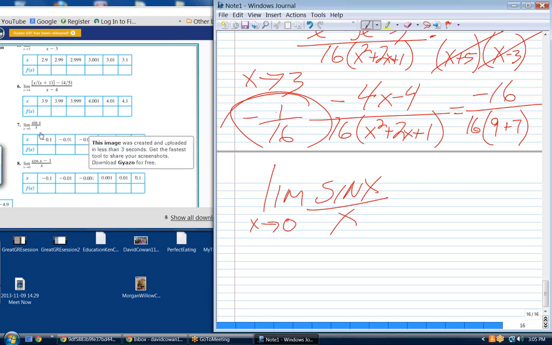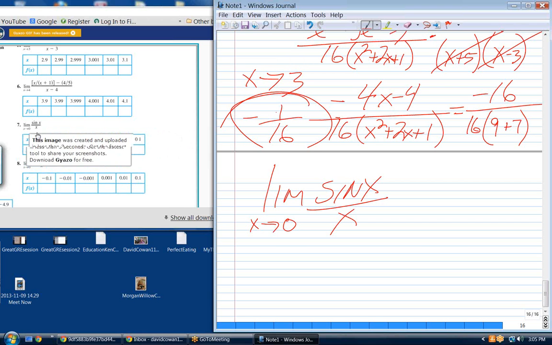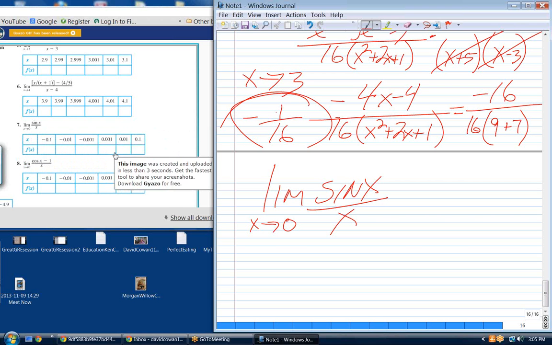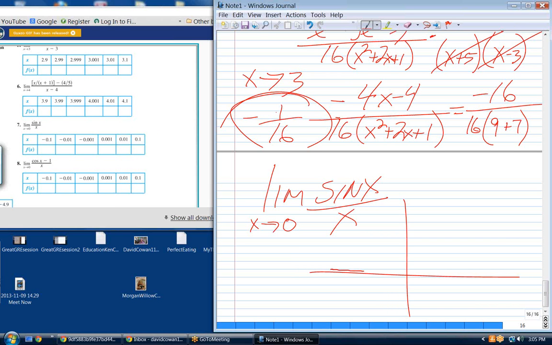In fact, in my calculus book, when they first introduced this problem, they show you the graph. If you look at the graph of that, the graph looks like this.